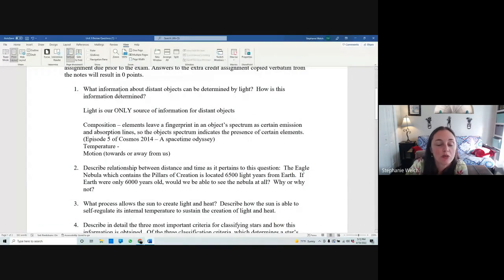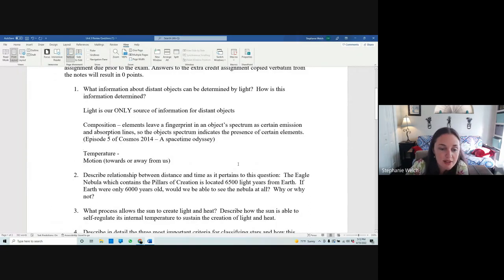So we're on question 1. What information can be determined by light? Because light is our only source. The first piece of information is composition. The second one is temperature, which is revealed by an object's spectrum. We'll even say spectral type and color.